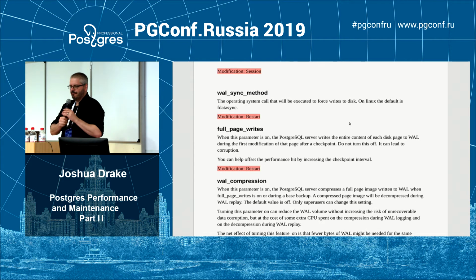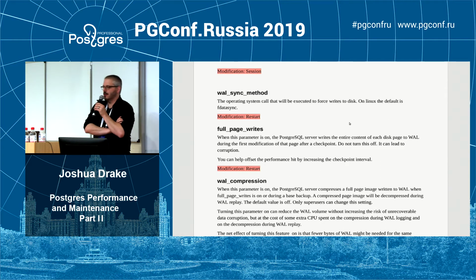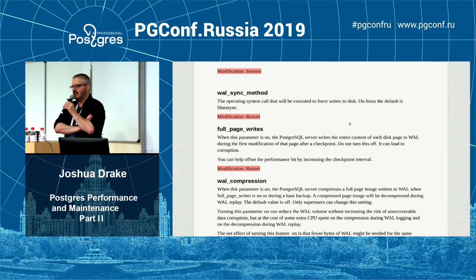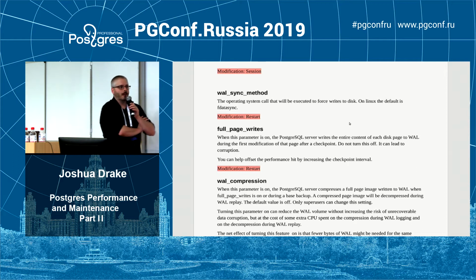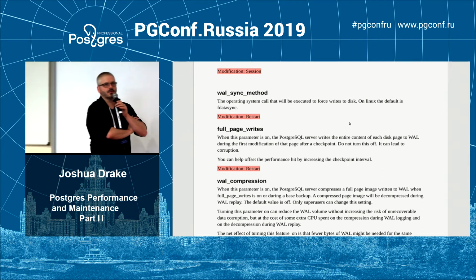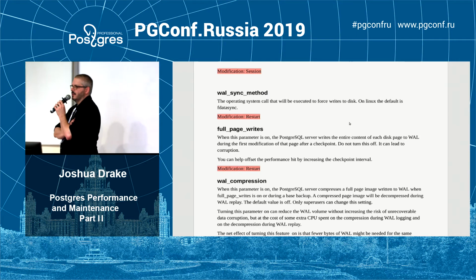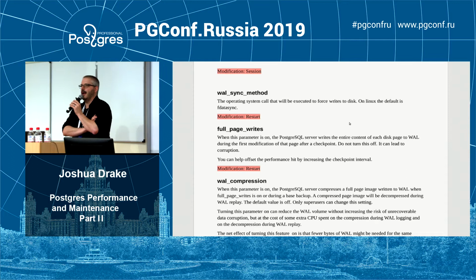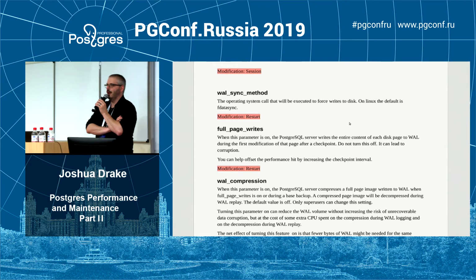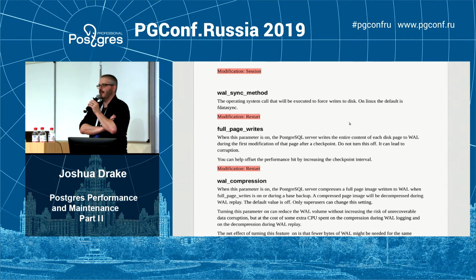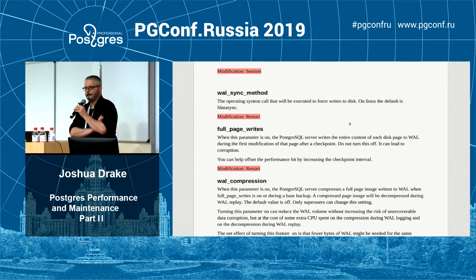full_page_writes. When this parameter is on, the PostgreSQL server writes the entire content of each disk page to WAL during the first modification of that page after a checkpoint. Do not turn this off. It can lead to corruption. That is just the simple truth. Now, this does not apply to proprietary versions of Postgres from Microsoft or Amazon, Aurora specifically. It does apply to RDS. But Aurora and the Azure Postgres both have their own back-end storage that's different, and they do not require full page writes.